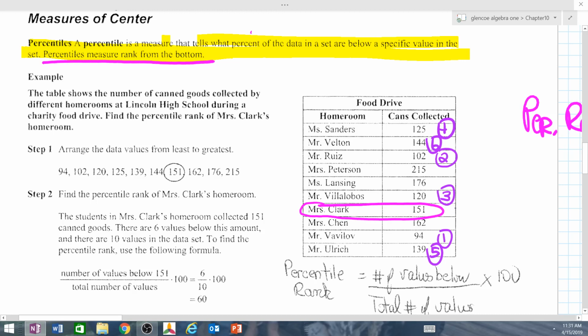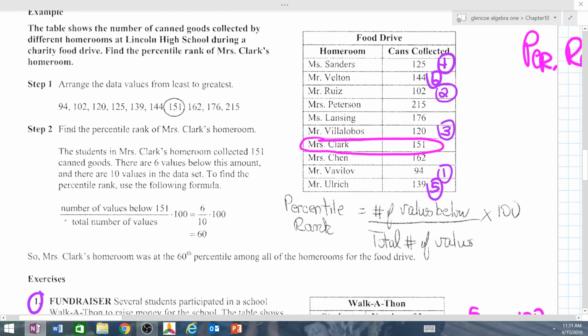151. Are you with me? How many were below 151? Let's count. 1, 2, 3, 4, 5, 6. So you are going to find the number of values below 151, which was 6, divided by the total number. How many teachers participated in the charity food drive? 10. So you're going to divide 6 divided by 10 times 100, or the percentile ranking is 60%.